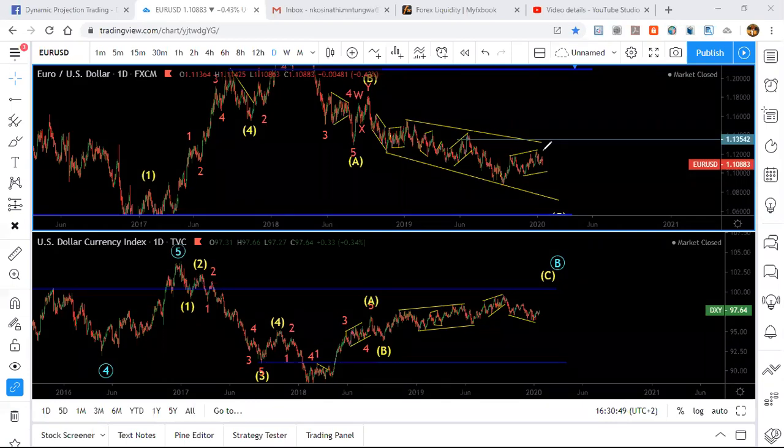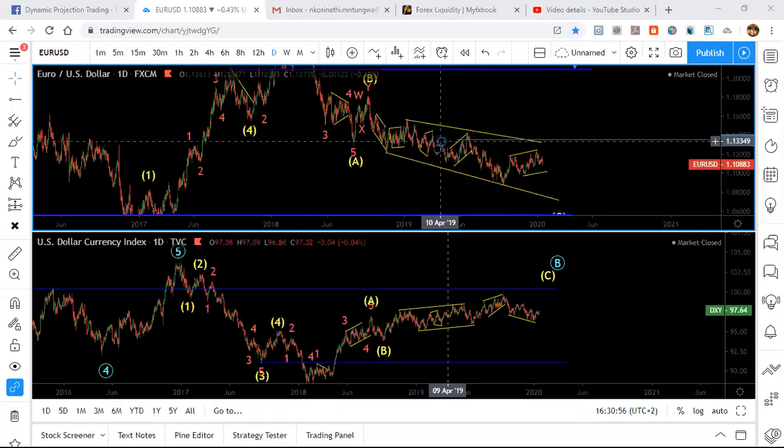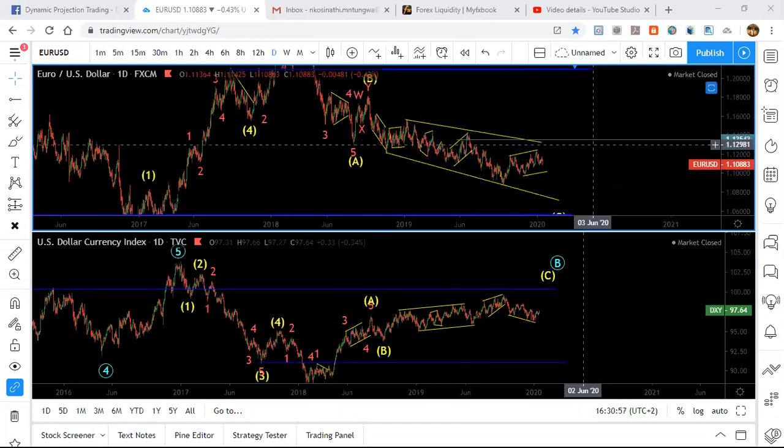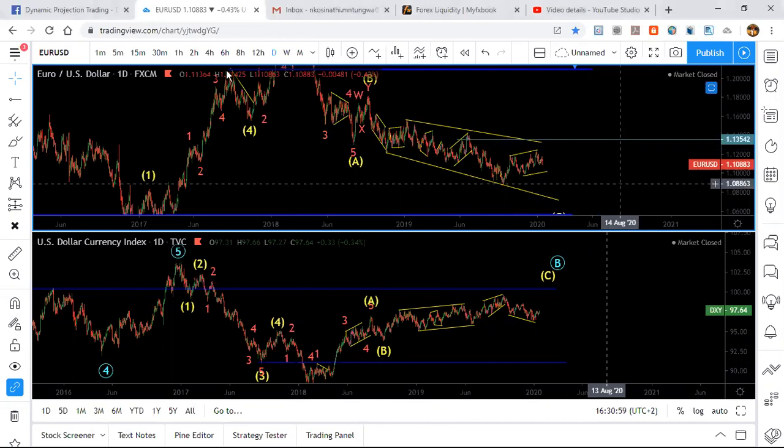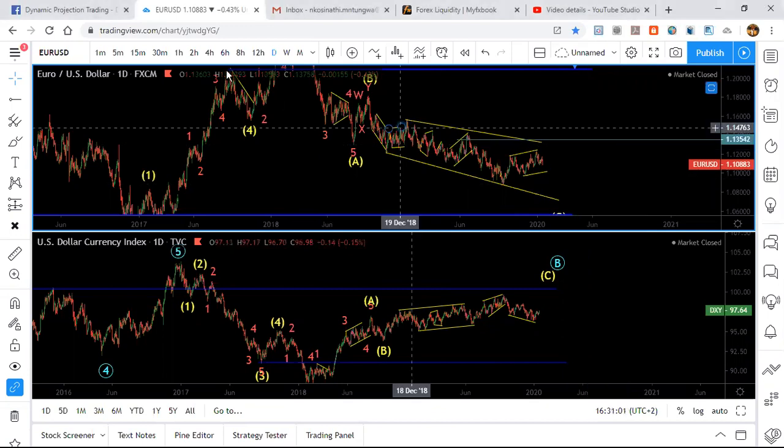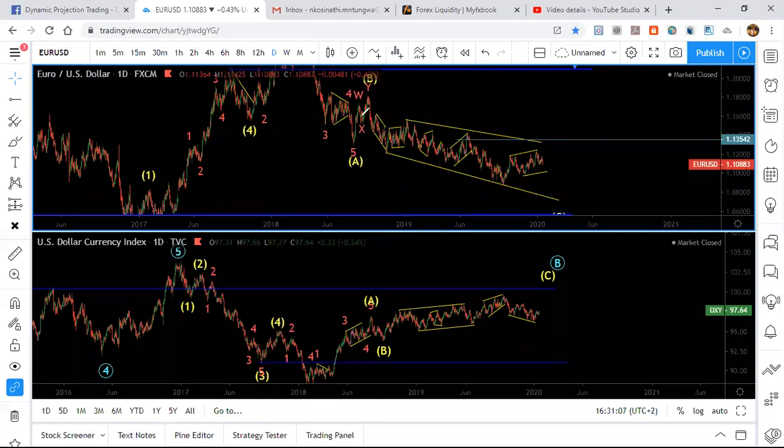So I'm going to look at the euro USD and the dollar currency. Remember, the reason why I have these both currencies on the same screen is because they are inversely correlated. So they've got some story to tell.